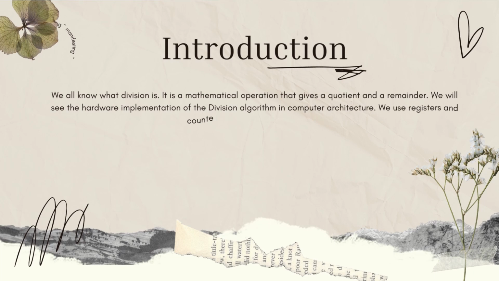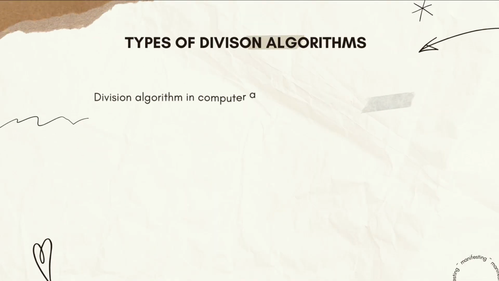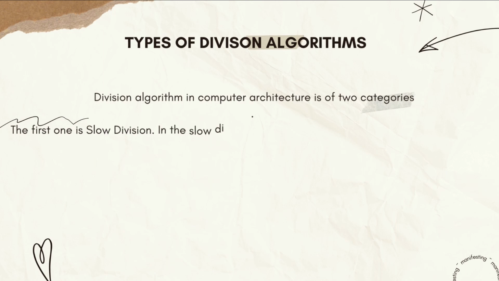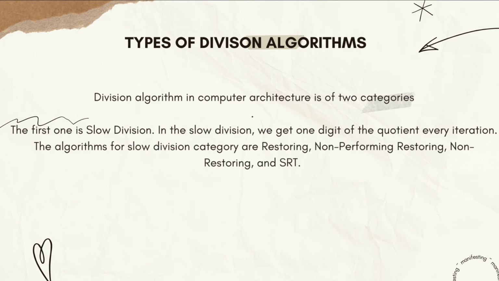Now let's start by looking at the types of division algorithms in computer architecture. Division algorithms are of two categories. The first one is slow division. In slow division, we get one digit of the quotient every iteration. The algorithms for the slow division category are restoring, non-performing restoring, non-restoring, and SRT.